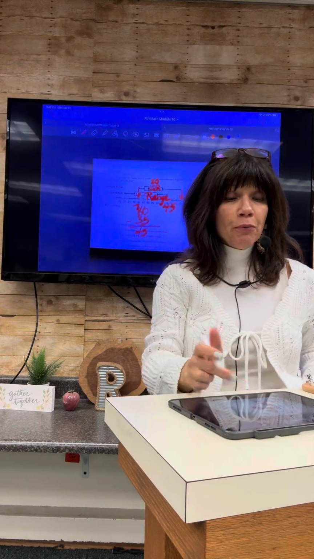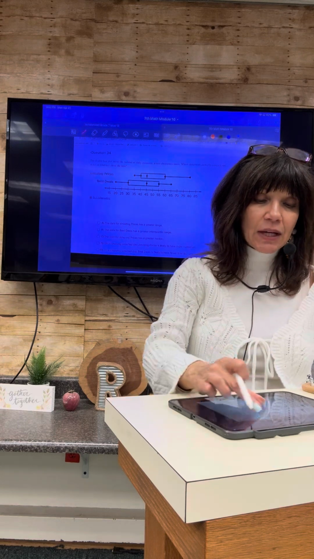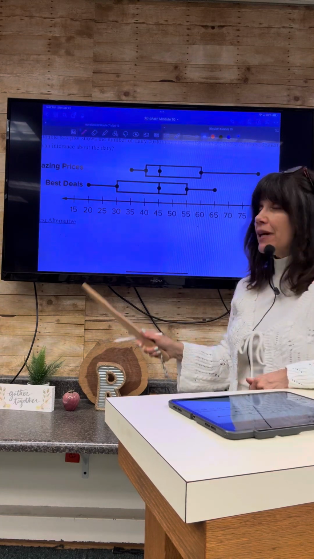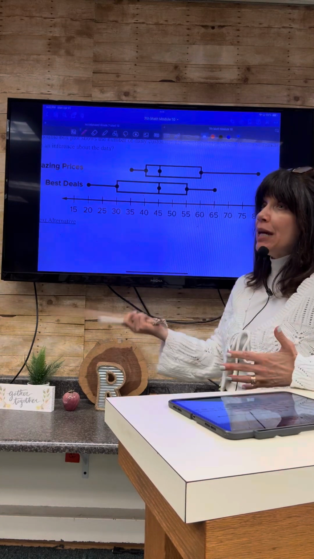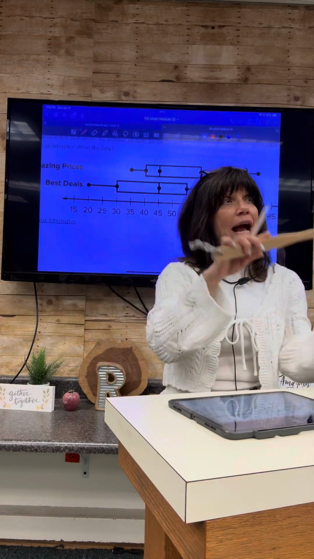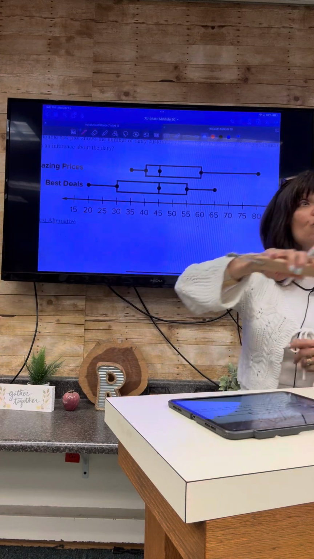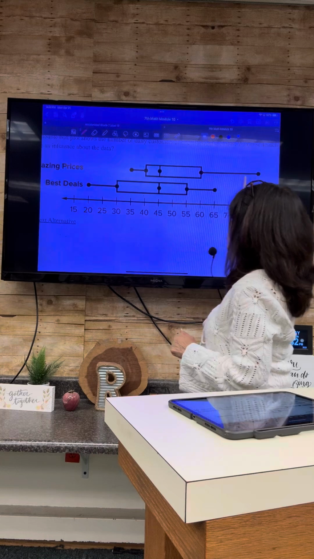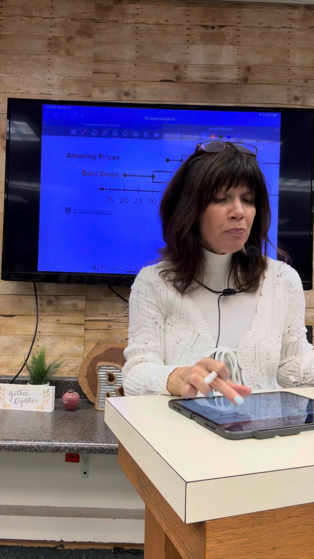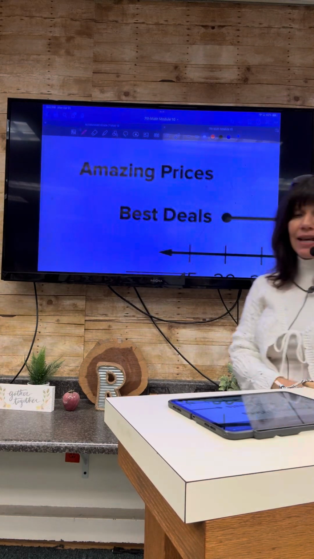Okay, you would do the same procedure with the information for Best Deals. Now, I also want to point something else out. If they were to ask which shop is likely to have more people in it on a given day, would you pick the shop that skews to the right or the shop that skews to the left? To the right, because to the right always means more. So if you were to walk in on any random day, which business is likely to have more customers in there? Amazing Prices. Excellent.